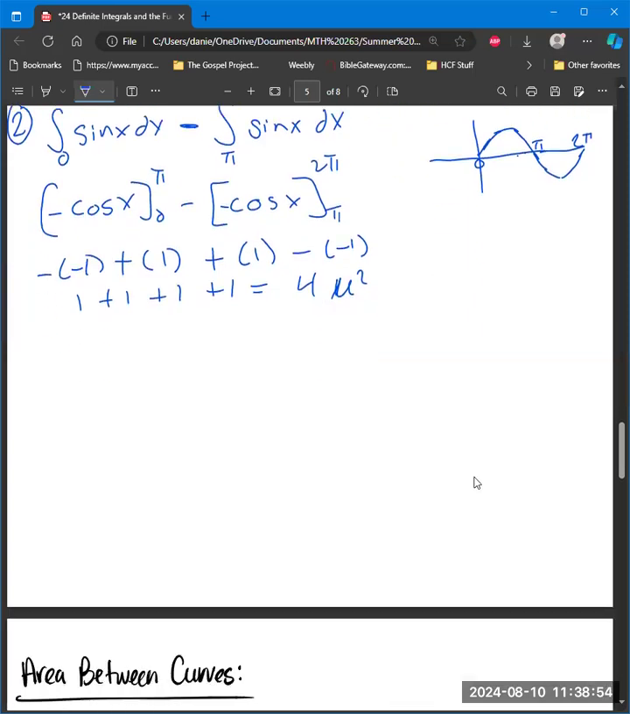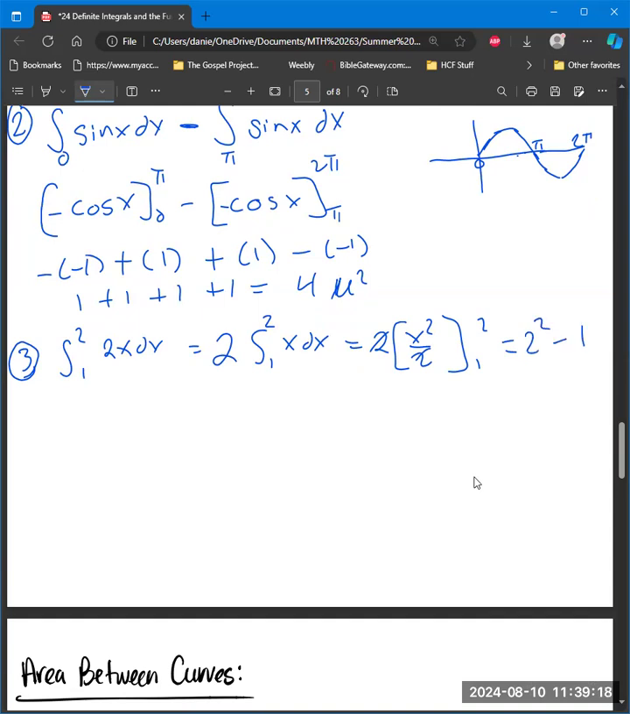Number 3 asks me to find the definite integral from 1 to 2 of 2x dx. We'll pull the 2 out front. That gives me x squared over 2, from 1 to 2. That 2 and that 2 can cancel each other out. And I get 2 squared minus 1 squared, which is 4 minus 1, is 3.